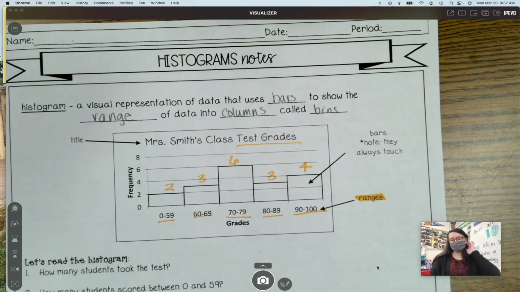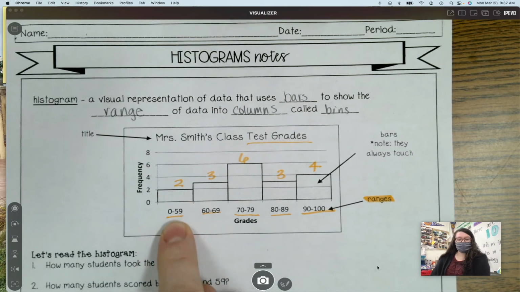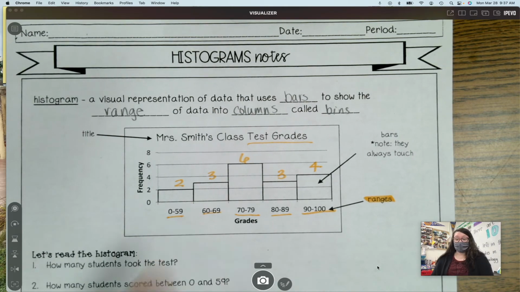One of the limitations, one of the things that we don't like about histograms, is that we don't know exactly how many students scored each score. So these 2 students between 0 and 59, maybe one of them scored a 10% and one of them scored a 30%. We don't know how much they actually scored. Maybe they both scored a 59. Maybe they both scored a 0. We don't know.